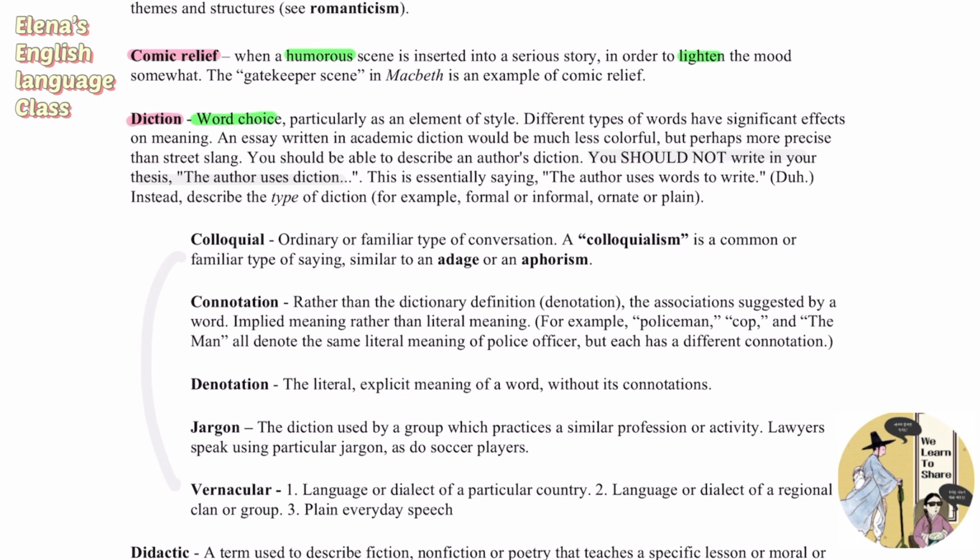Again, you should not write in your thesis that the author uses diction, because this is essentially saying the author uses words to write. Duh. So instead, describe the type of diction. For example, is the word choice more formal or informal, like slang, or ornate or plain?